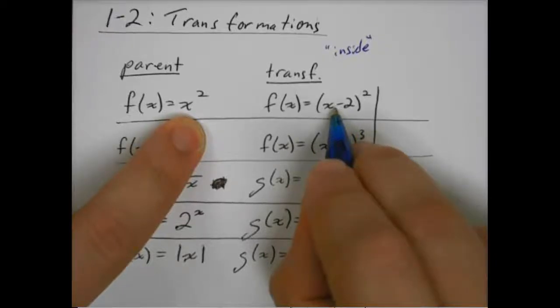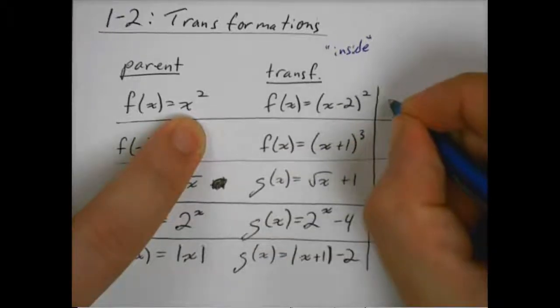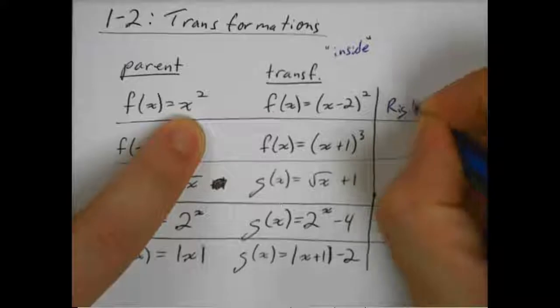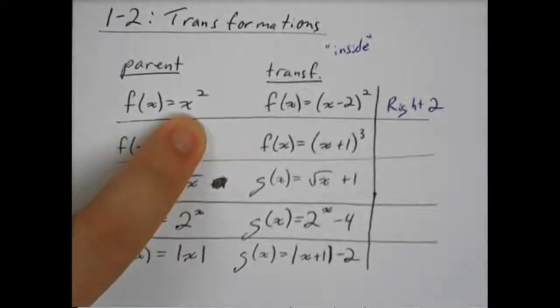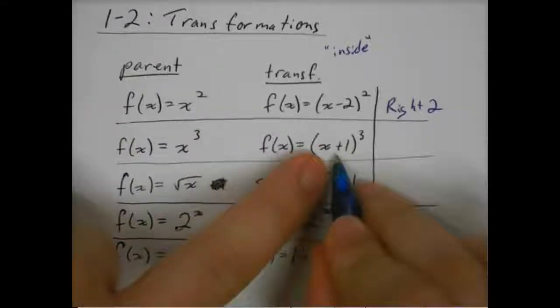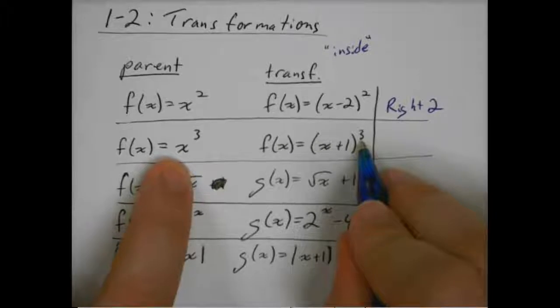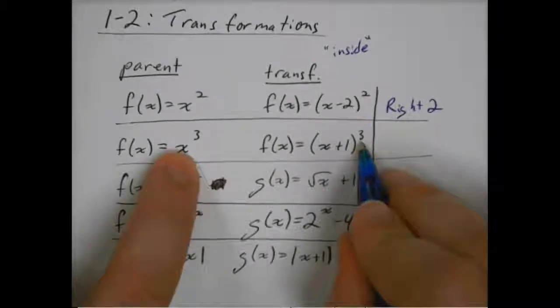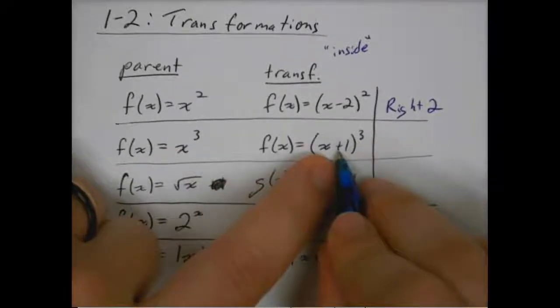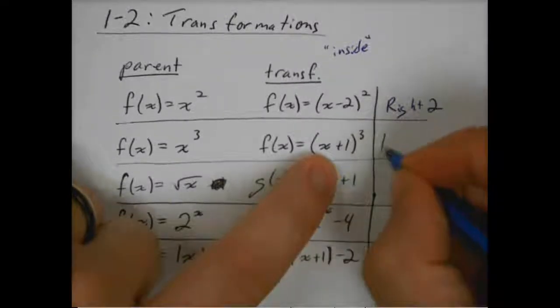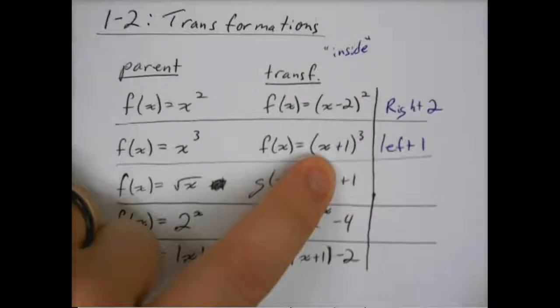So instead of moving left 2, we will move our parent function to the right 2 units. Likewise, this is plus 1 inside the parentheses. It's a cubic, so that's our parent function because we see cubed just like we see cubed in our parent function. We see a plus 1 with the x, so instead of doing to the right one, we will move to the left one. All right.